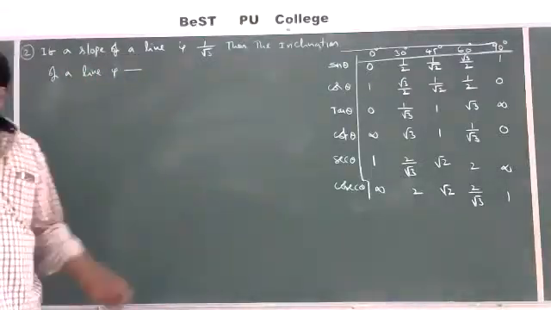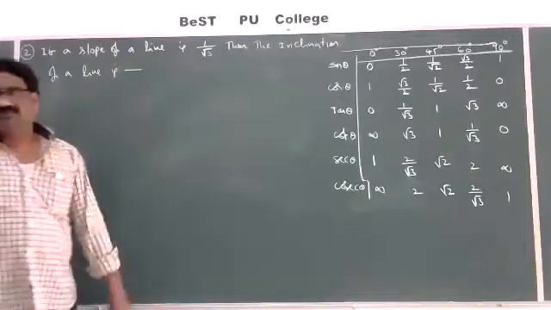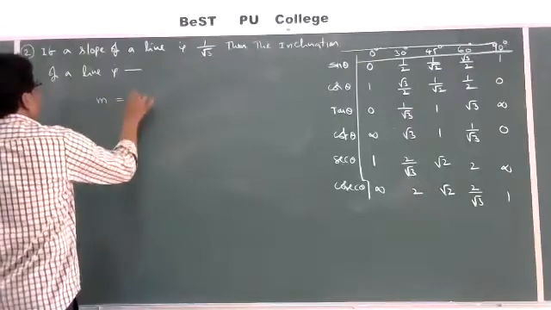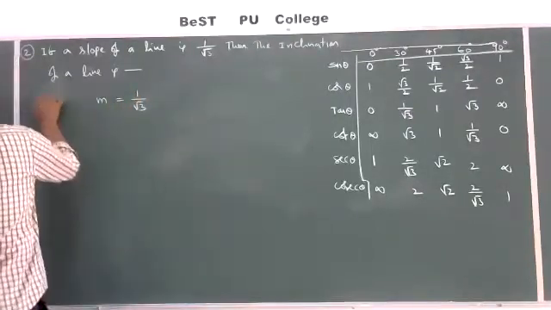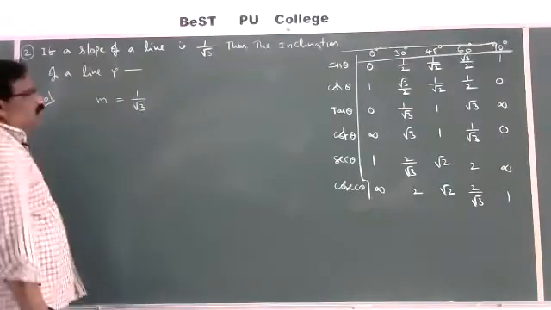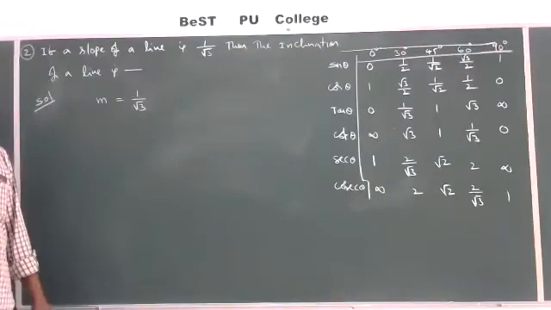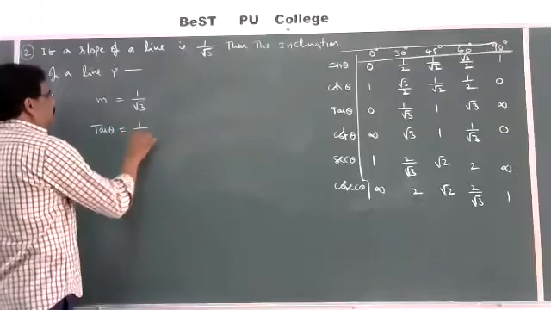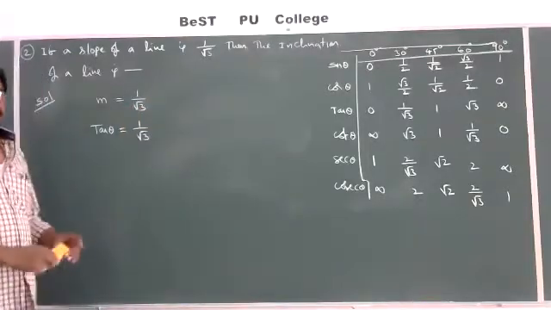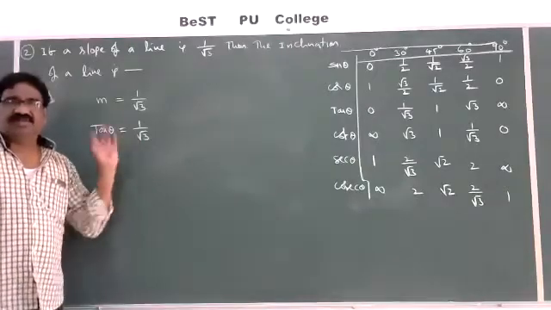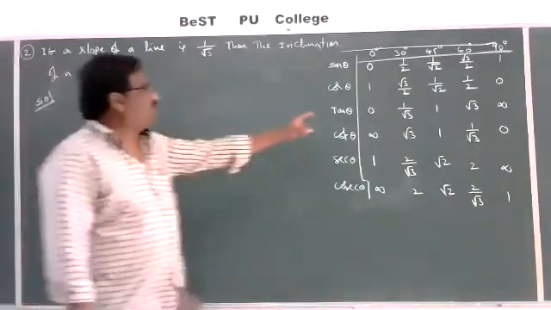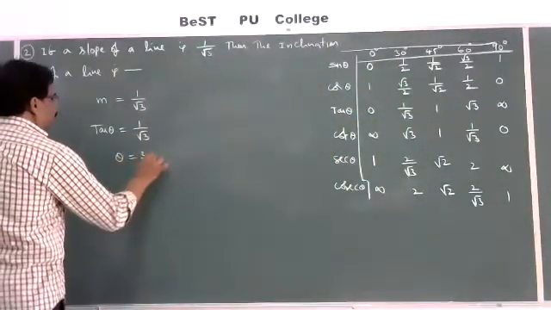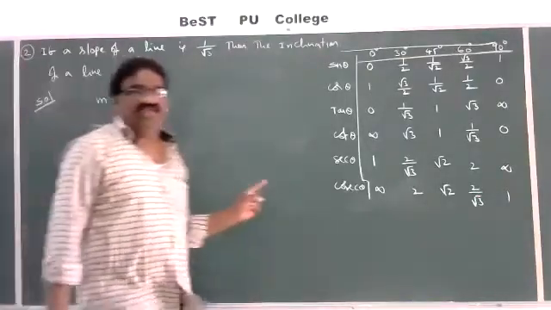In the previous problem inclination is given, then we find out the slope. Here the slope of the line is given, that is m is equal to 1 by root 3. That is m is tan theta. Tan theta is equal to 1 by root 3. So for what value of theta is tan theta 1 by root 3? Here tan 30 degrees. That is theta is equal to 30 degrees. So the inclination of the line is 30 degrees.